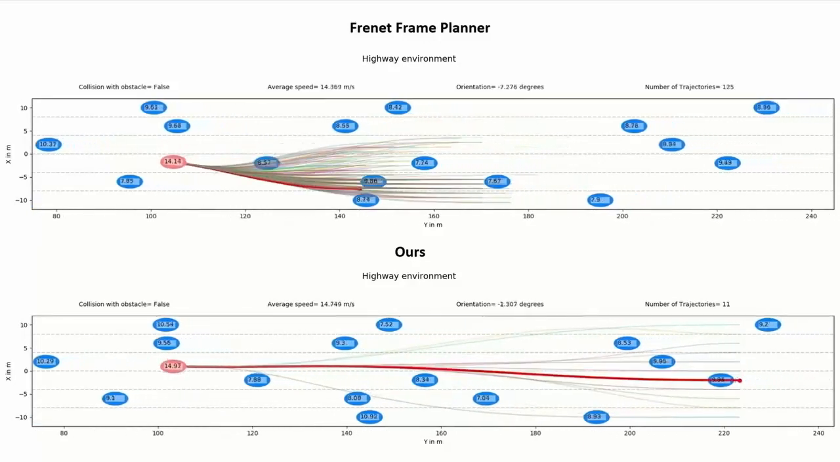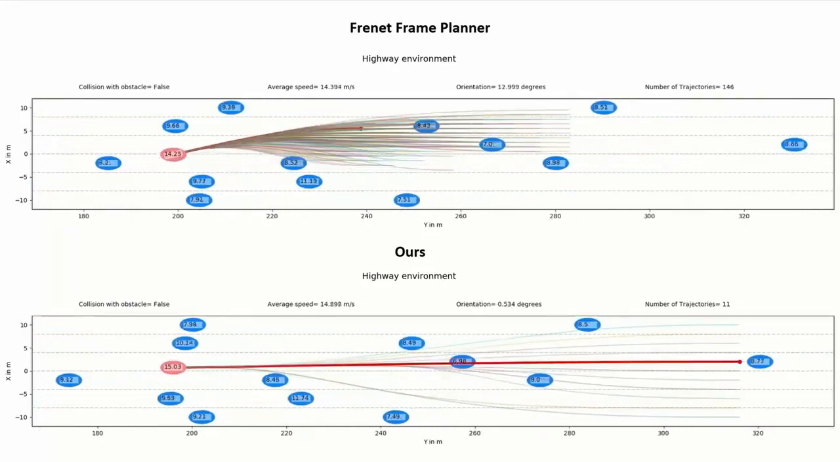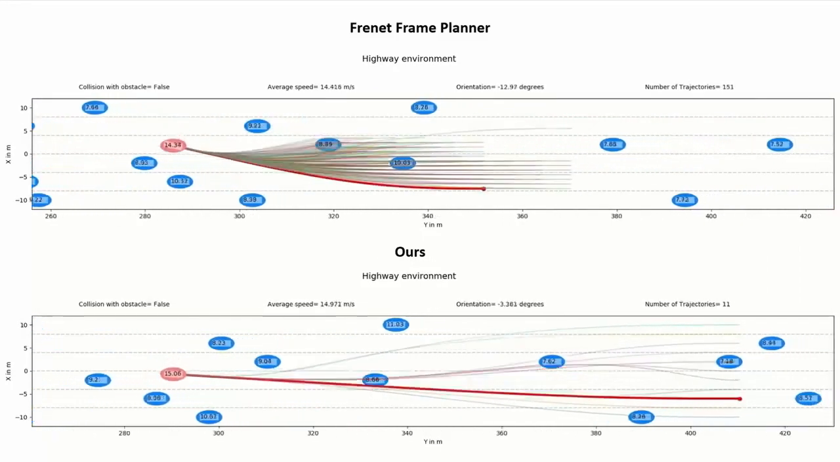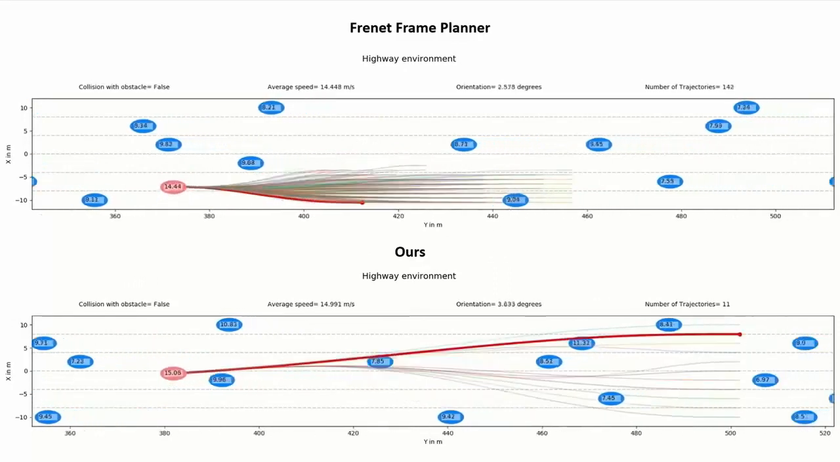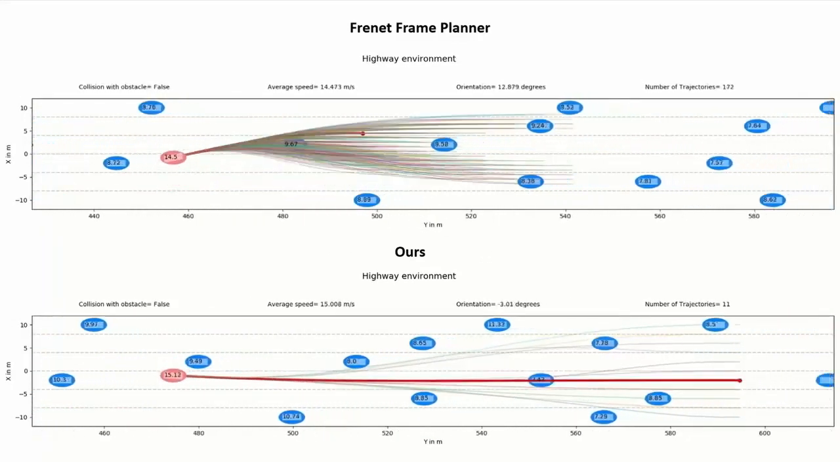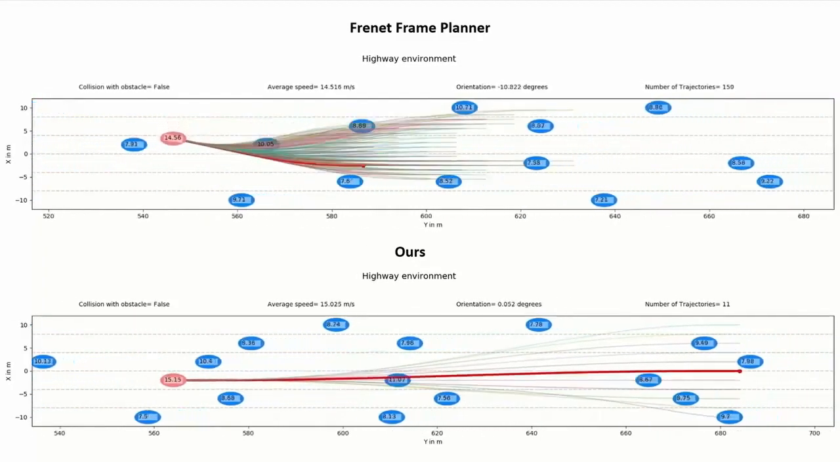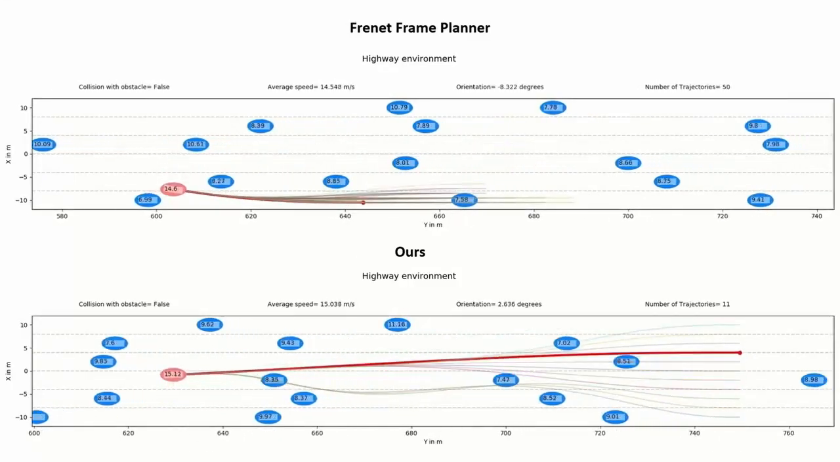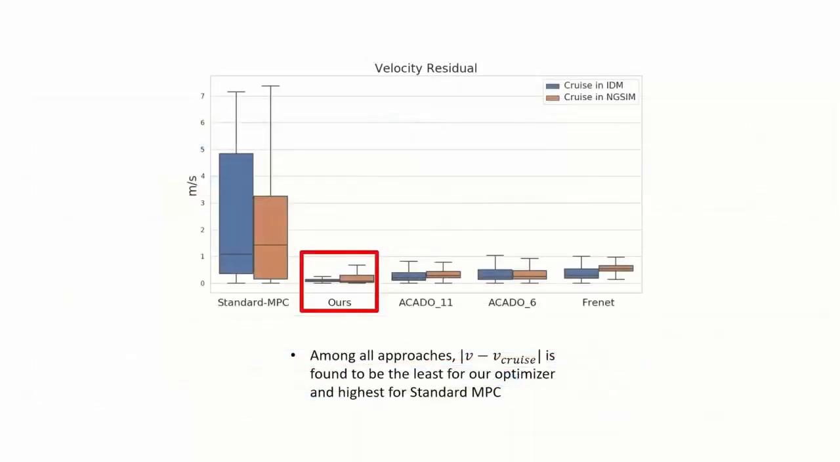Furthermore, as you can see, the Fresnel frame planner achieves a higher velocity residual than that achieved by our batch optimizer. Our batch optimizer drives more closely to the desired cruise velocity of 15 meters per second, while also requiring smoother acceleration profiles. This is the quantitative summary of the previous simulation result.